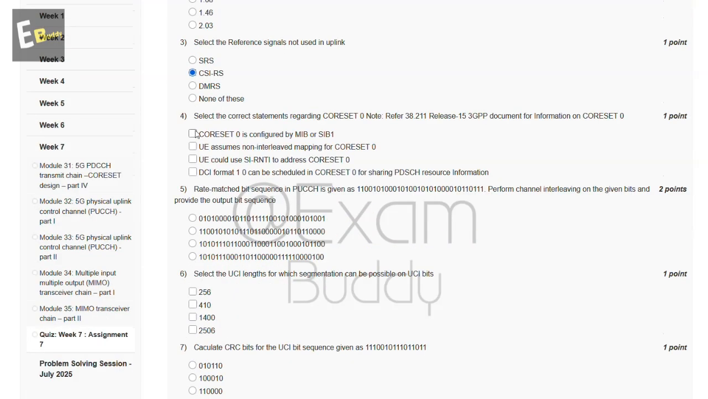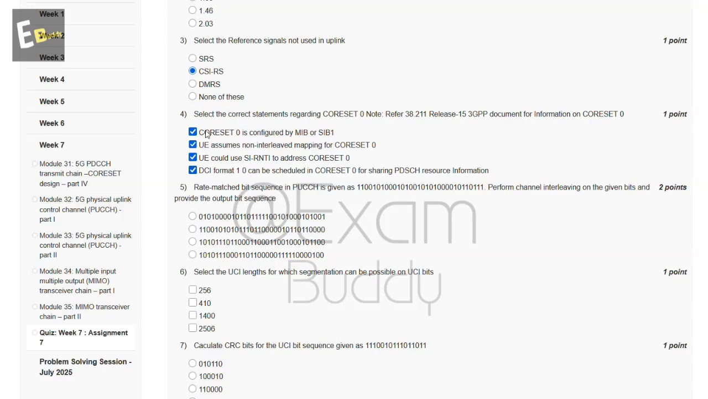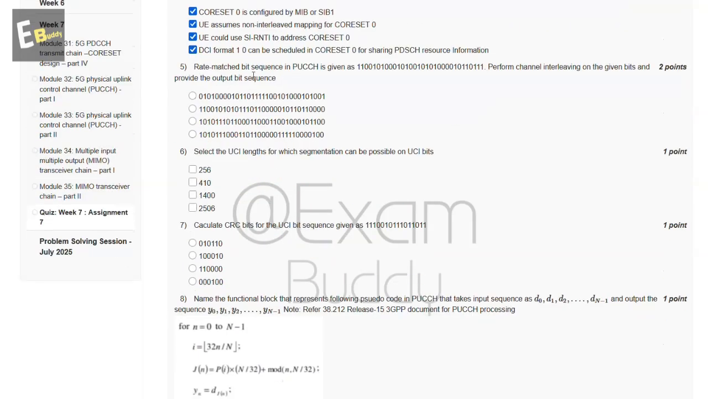Now the fourth question is select the correct statement regarding CORESET 0 node. Refer to 38.211 release 15 3GPP document for information on CORESET 0. So these are the options and the answer of our fourth question is all of the above. Now the fifth question is rate matched bit sequence in PUCCH is given as, dash performs channel interleaving on the given bits and provides the output bit sequence. So these are the options and the answer of our fifth question is A.